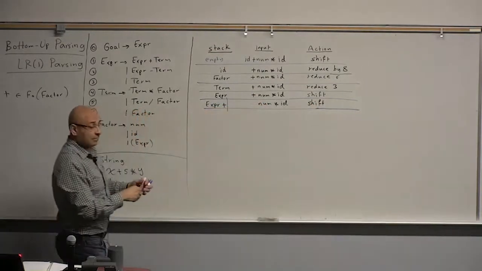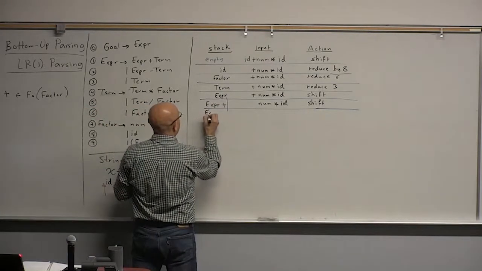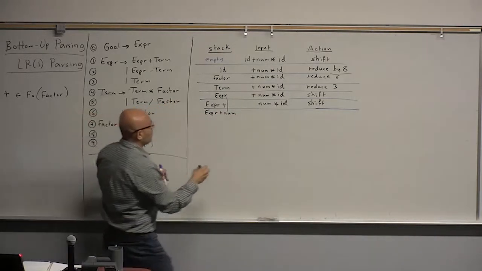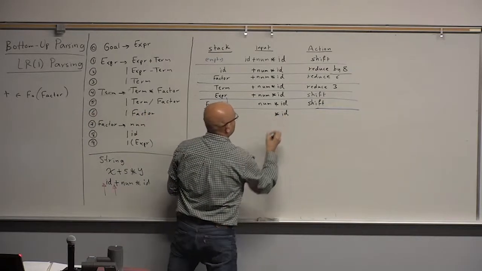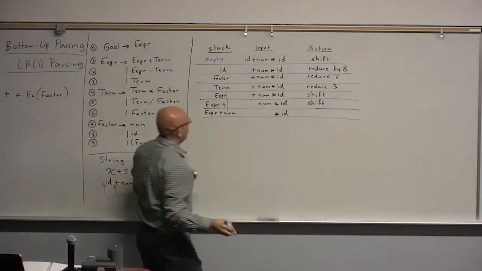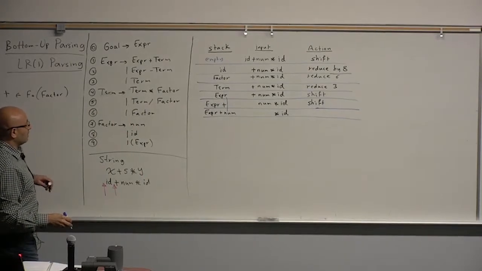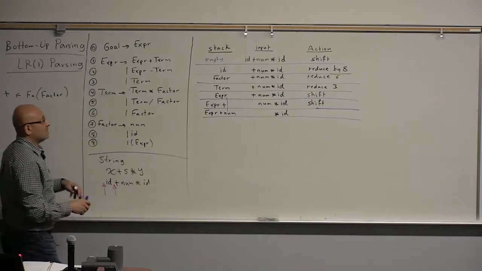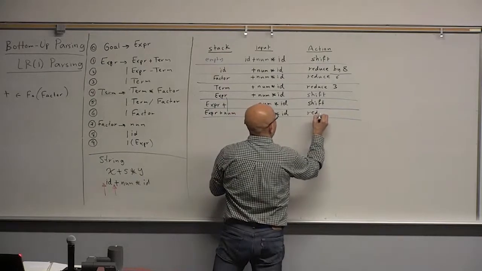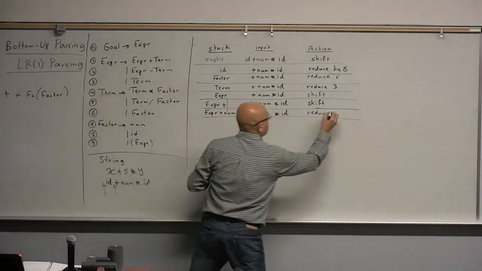And when I shift, I consume one more symbol. So I have now expression plus number. And now the number disappears, and I have multiply ID. Now, do I have a rule that ends with a number? Yeah. There is only this. So I just substitute factor for number, reduce number to a factor. So I reduce by rule number 7.